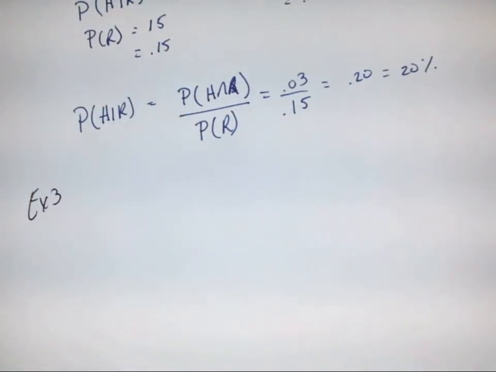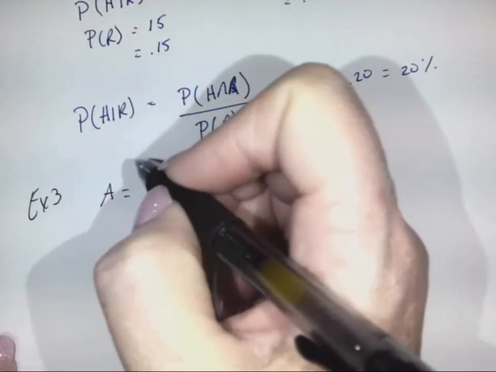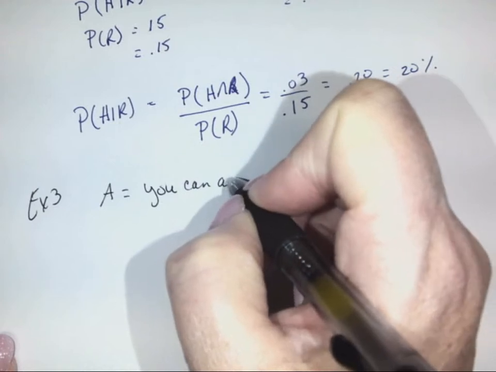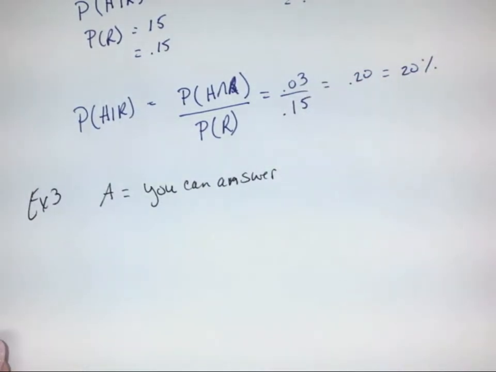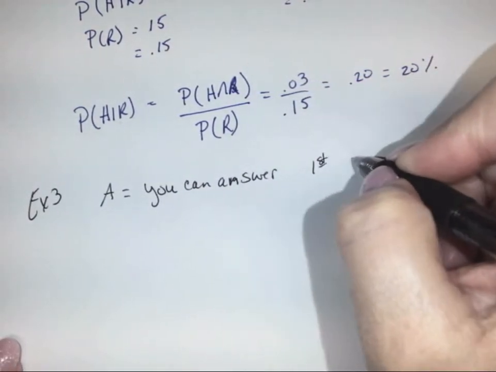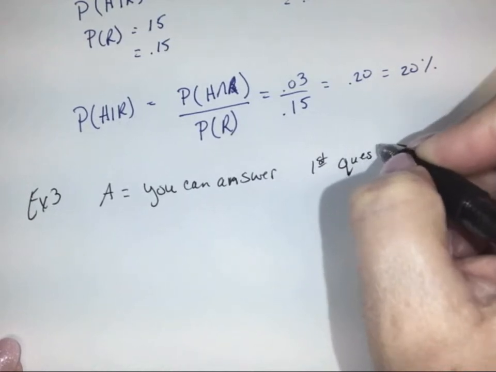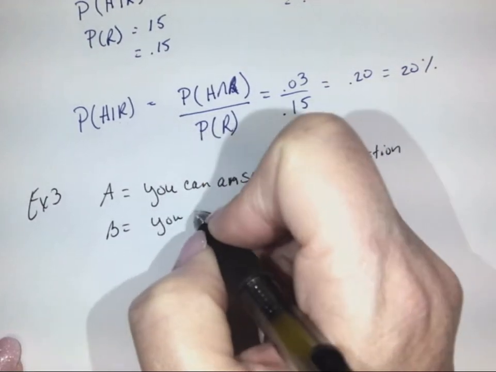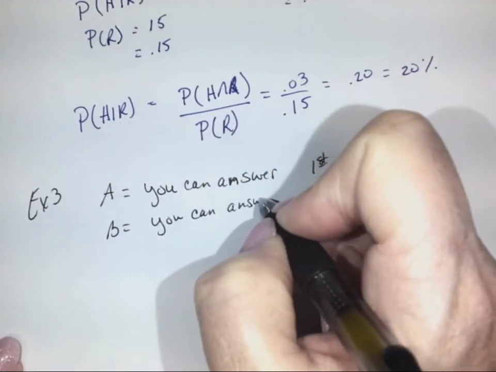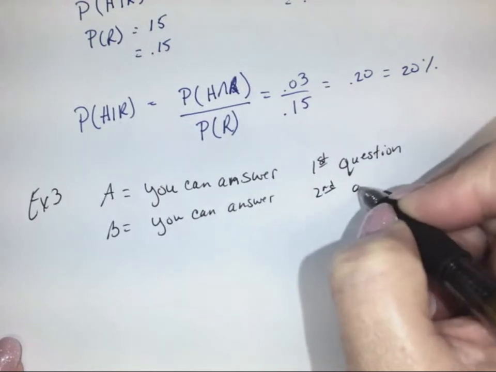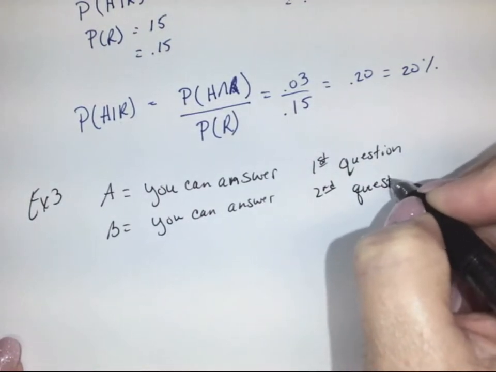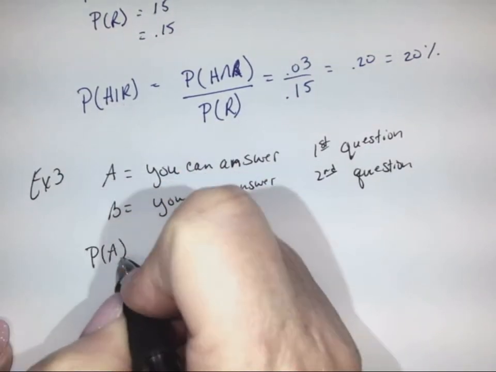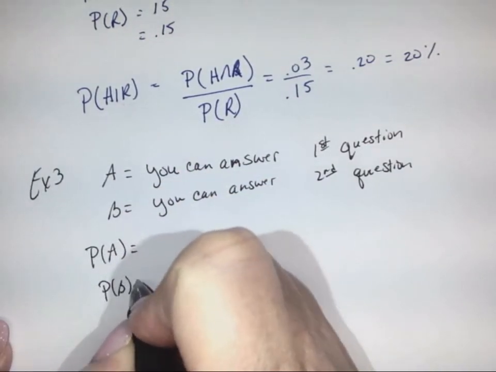For example 3, we're going to say that A is equal to you can answer the first question. Yay, you can answer the first one. And B will be equal to you can answer the second question. So we need to find the probability of A and the probability of B.